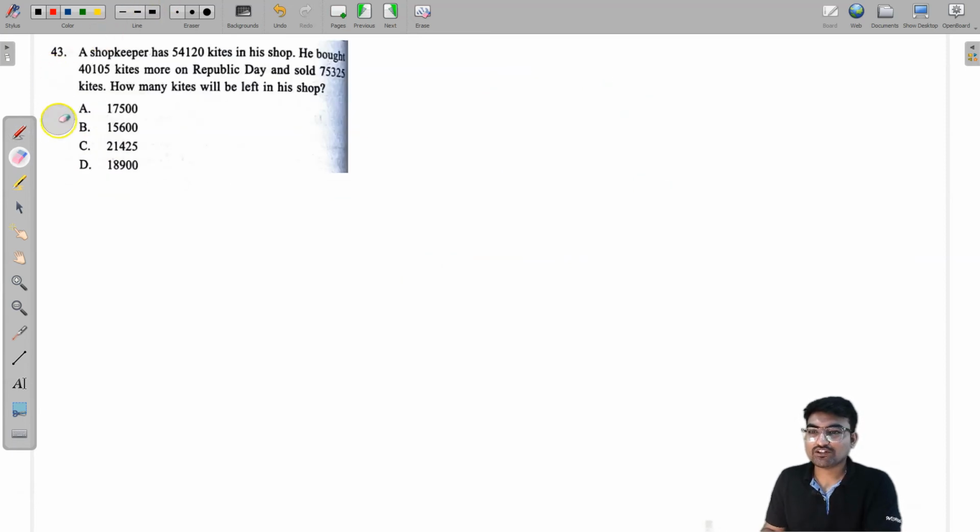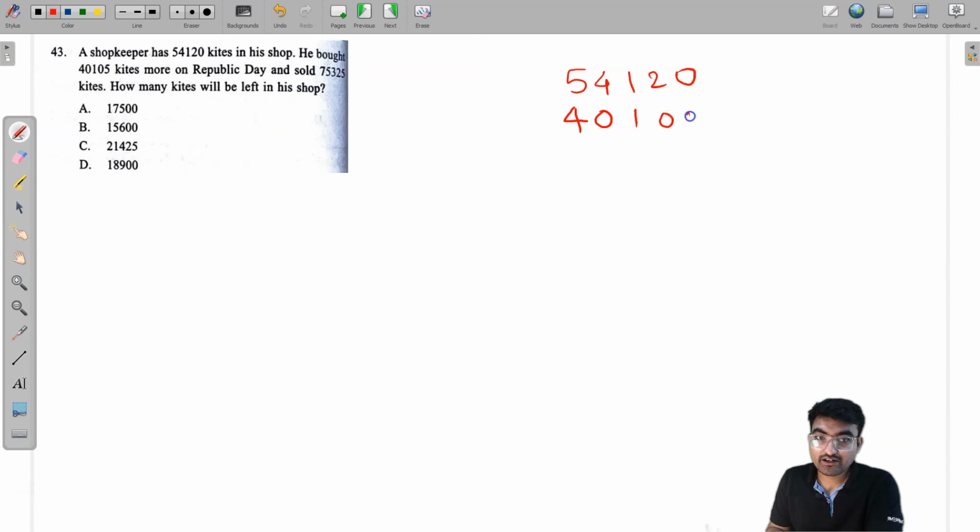Okay, so now question number 43. A shopkeeper has 54,120 kites in his shop. He bought 40,105 kites more. Okay, so 40,105 kites more. That means how many kites does he have now? 5, 2, 2, 4, 9.